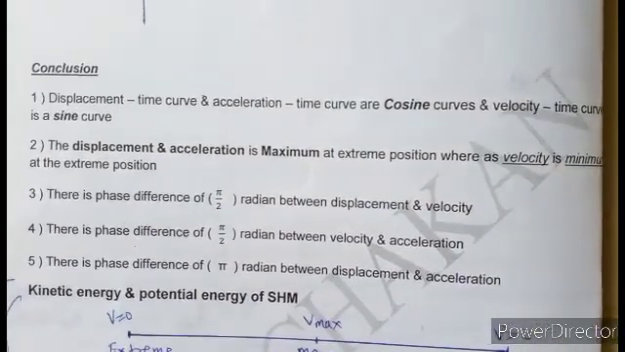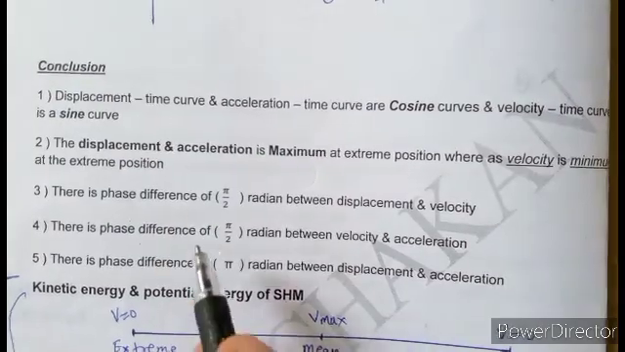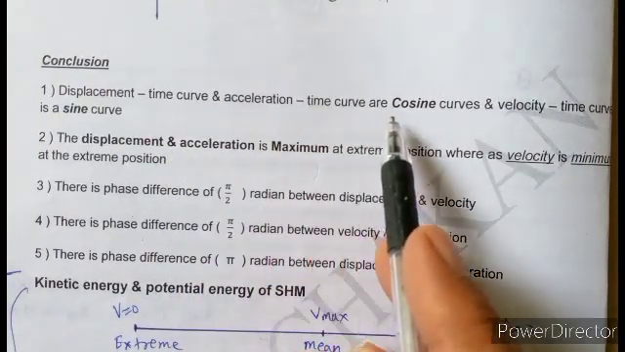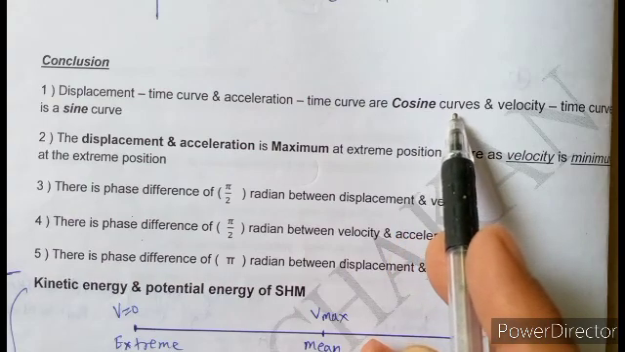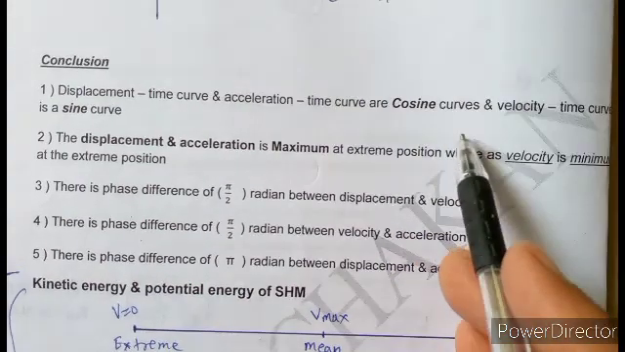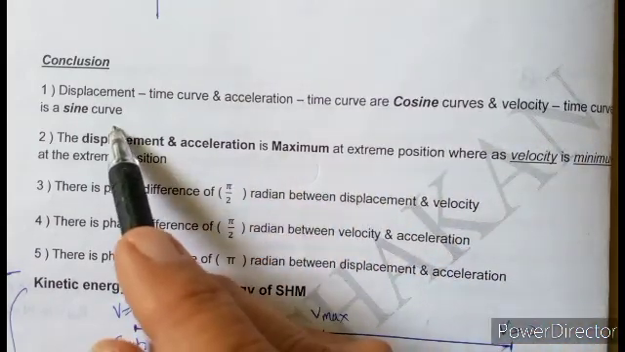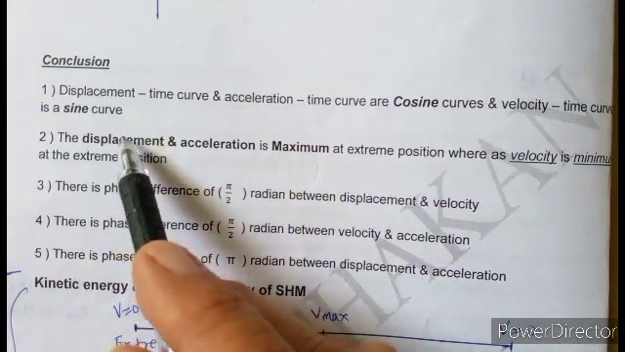First conclusion, displacement time curve and acceleration time curve are cosine curves. And velocity time curve is a sine curve.